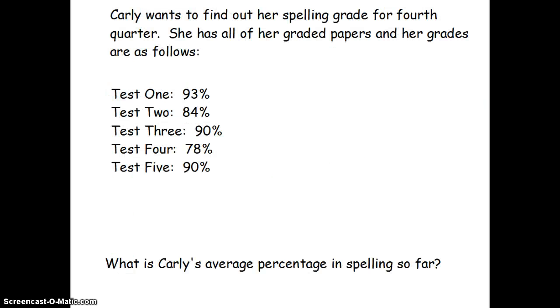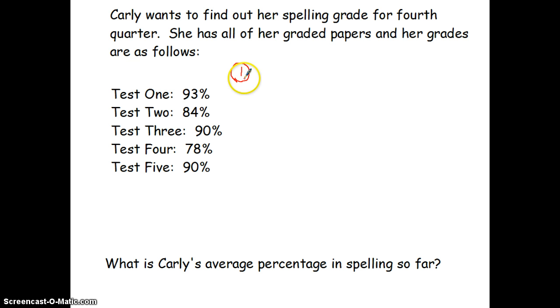Okay, let's look at another example. Carly wants to find out her spelling grade for 4th quarter. She's got all of her graded papers, and her grades are as follows for the spelling test. On test 1, she got a 93%, test 2 an 84, test 3 she got a 90%, test 4 is a 78, and test 5 is a 90. So again, we're going to refer back to those 2 steps.